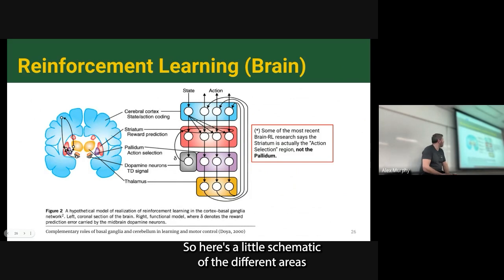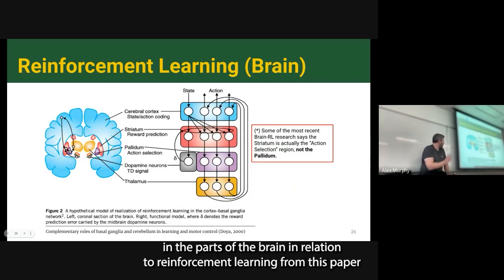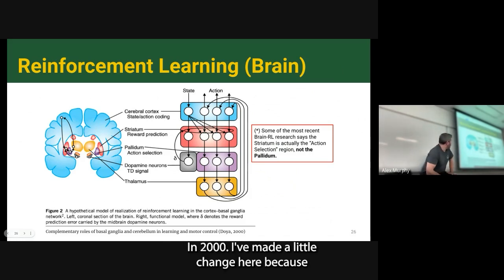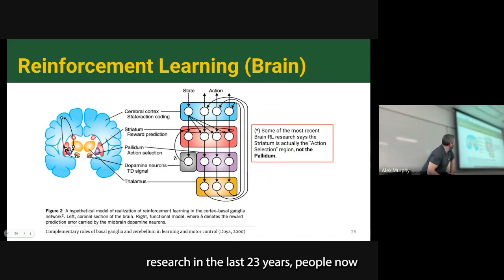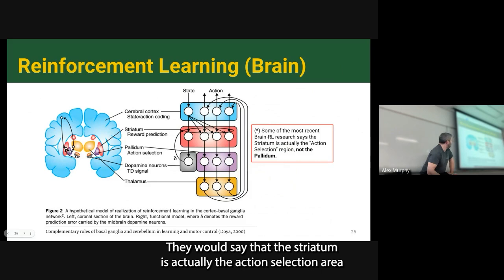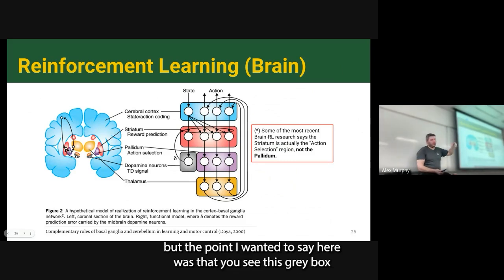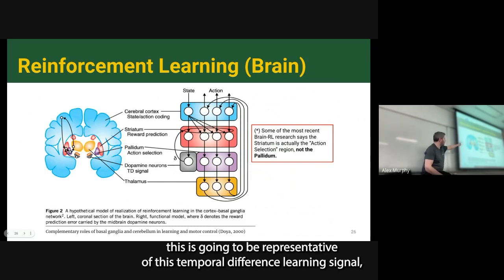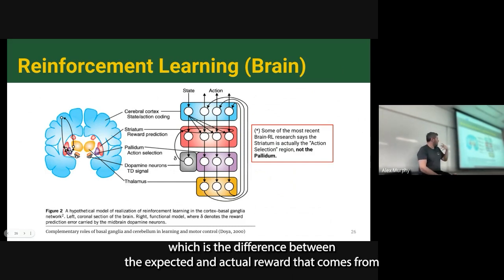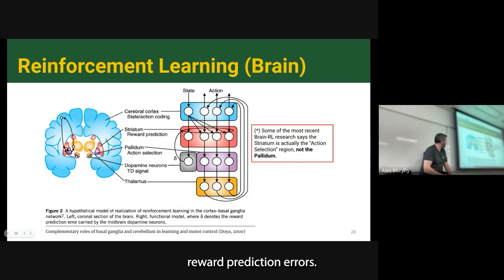Here's a little schematic of the different areas of the inner part of the brain and their relation to reinforcement learning, from a paper in 2000. I've made a little change here because I think in later research over the last 23 years, people would now say that the striatum is actually the action selection area, not the pallidum. Reward prediction is all a little bit more complicated than that, but the point I wanted to make was that you see this grey box, the dopamine neurons, and this is representative of the temporal difference learning signal, which is the difference between expected and actual reward that comes from reward prediction errors.